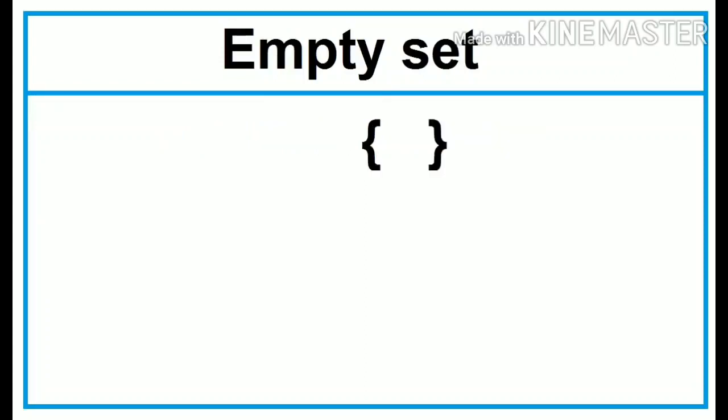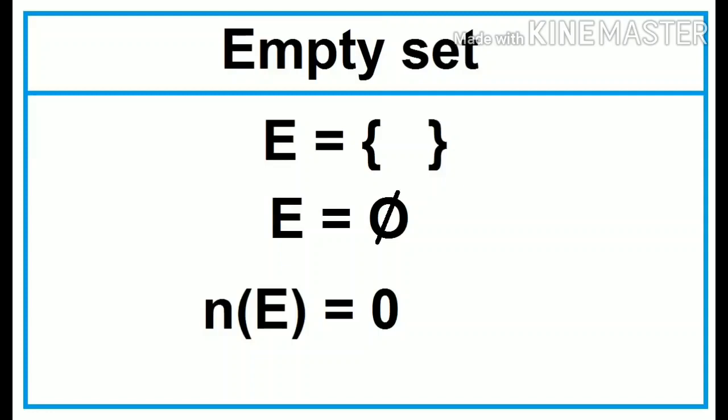Empty set: a set with no element. This is the symbol of the empty set. Let's name it as E. This is the other way of writing the set using the symbol for the empty set. The empty set is also called the null set. The number of elements in the empty set is 0.